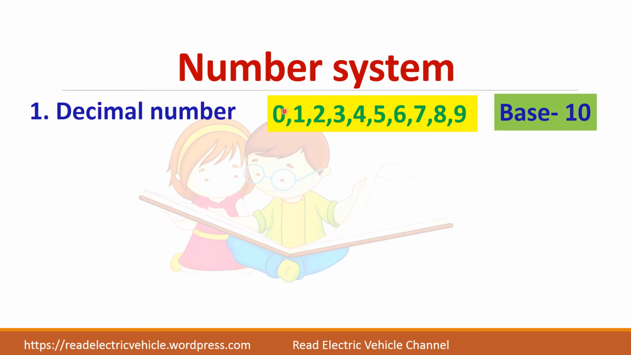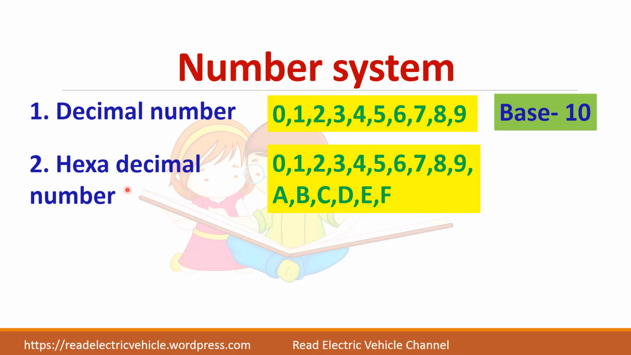Decimal numbers are 0 to 9. Totally 10 numbers will be there and the base is 10. For hexadecimal numbers, totally 16 numbers will be there. So it includes all the 10 decimal numbers 0 to 9 plus 6 alphabets A, B, C, D, E and F. So totally 16 numbers will be there and the base is 16.